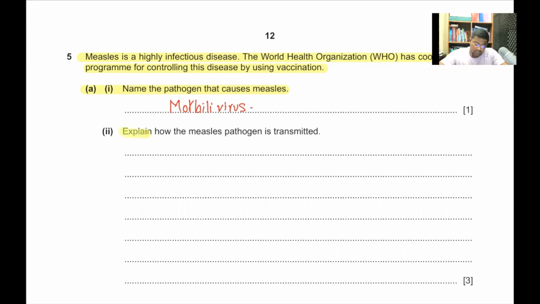Next, part 2. Explain how the measles pathogen is transmitted. We know that measles pathogen is transmitted as airborne droplets. When an infected person coughs or sneezes, the airborne droplets are produced. When those airborne droplets are inhaled by an uninfected person, they can become infected. If an infected person sneezes, and then rubs that sneeze, and then touches a surface, then that surface will contain the virus. If an uninfected person touches the surface and then puts their hand in their nose, mouth, or eyes, then they can also get the virus.